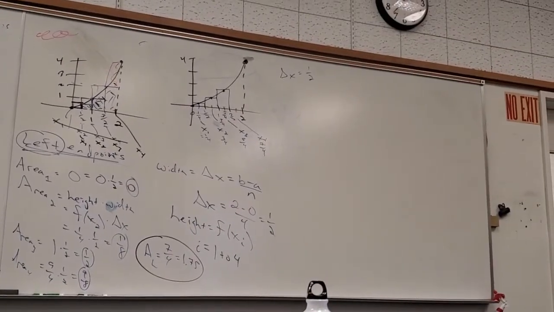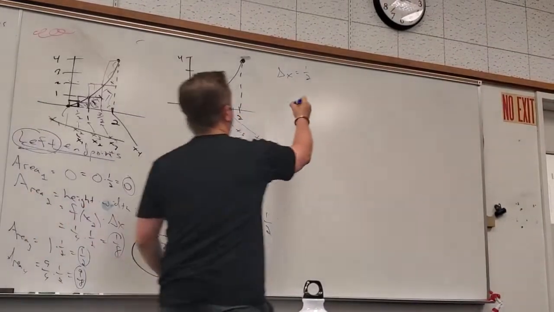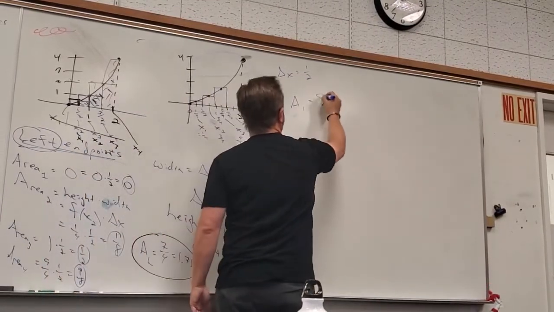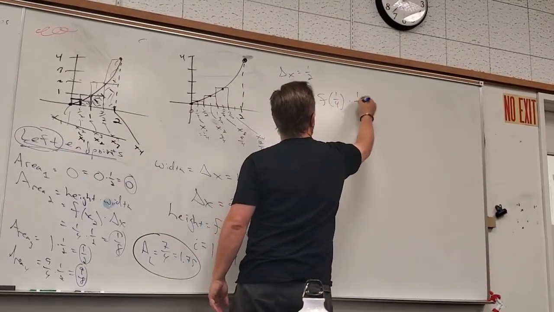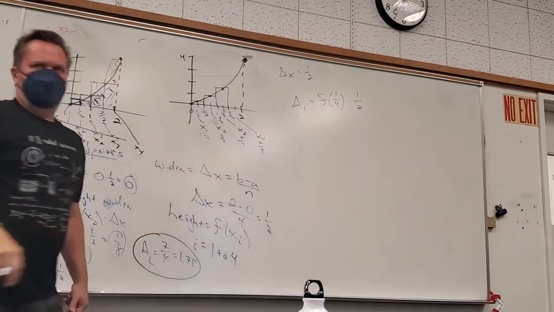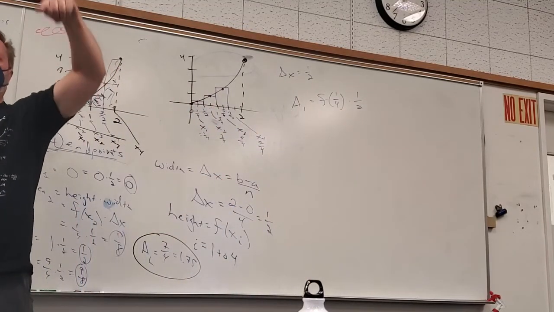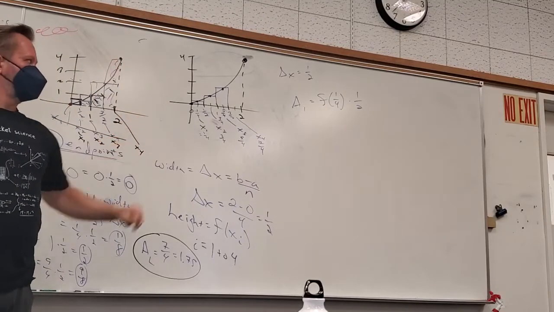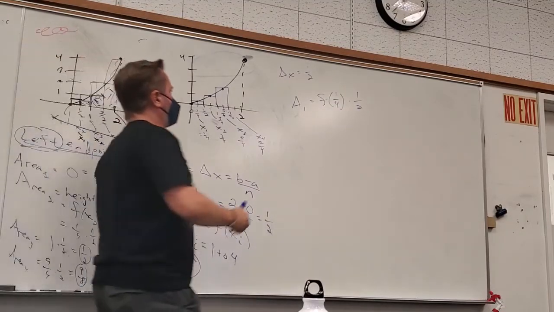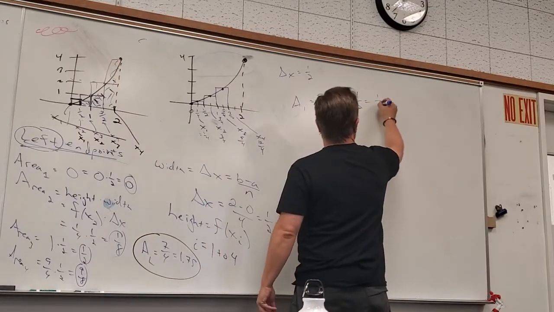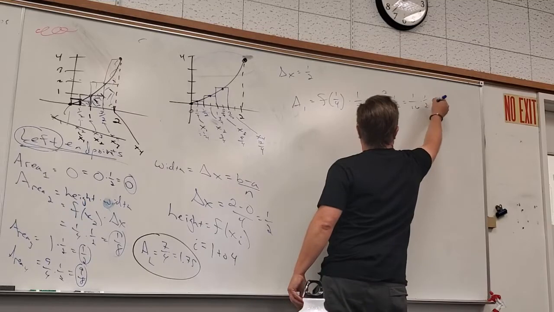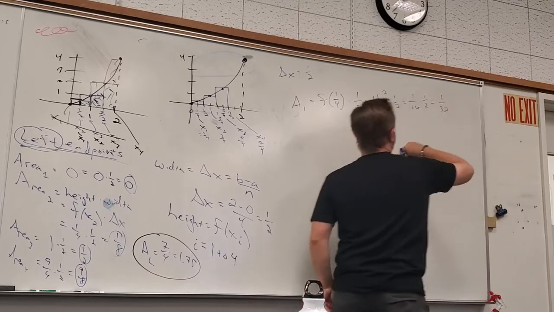So let's do it one at a time. The area of the first rectangle is going to be the height times the width. So it's the output at 1/4, that's the height, times the width, which is 1/2 for this whole problem, right? And what's 1/4 squared? 1/16. So you get 1/32, right?